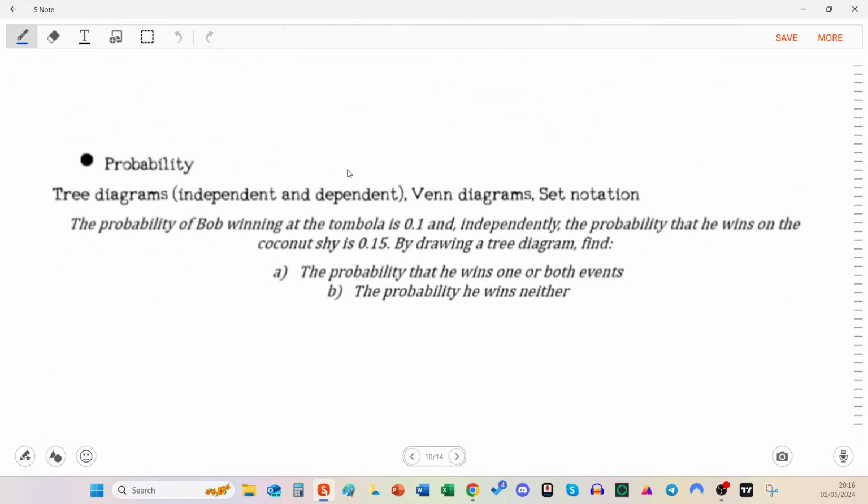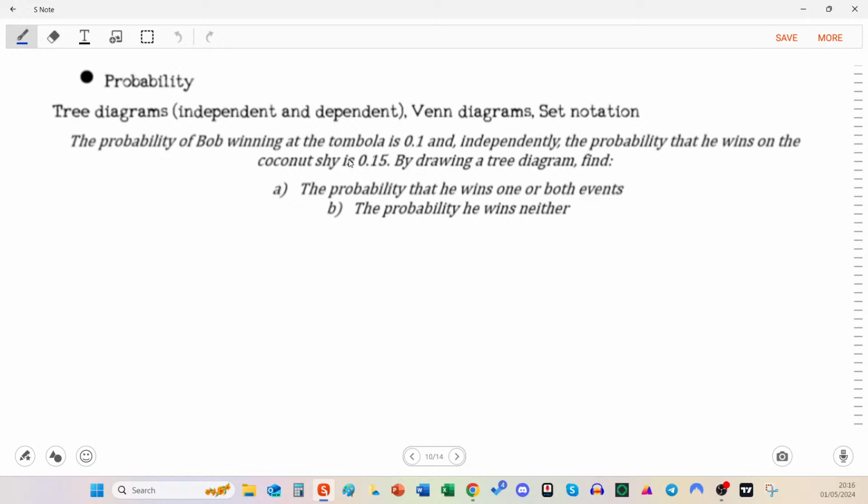Okay, moving on to probability, my favorite. I feel the world needs to do more of this. So don't be shy of probability. The two major things are going to be Venn diagrams and tree diagrams. The major concepts here are independent and dependent events, and there's a little bit of notation. So let's go on with some questions.